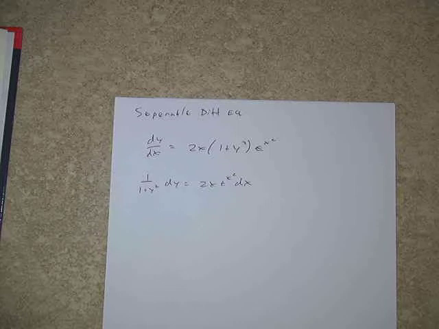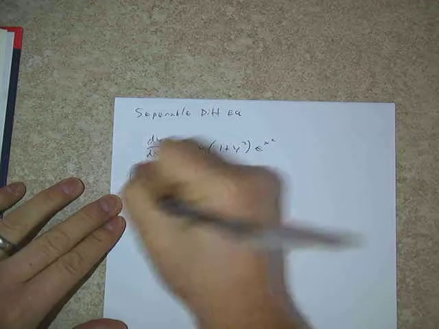So separating the variables is generally 1 point. If you can do that, then you got 1 point. All right. The next part is to integrate both sides.